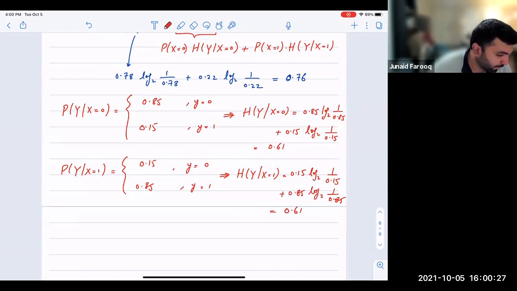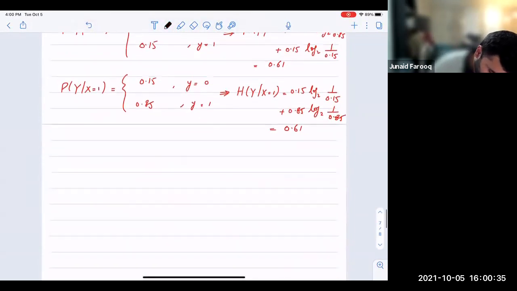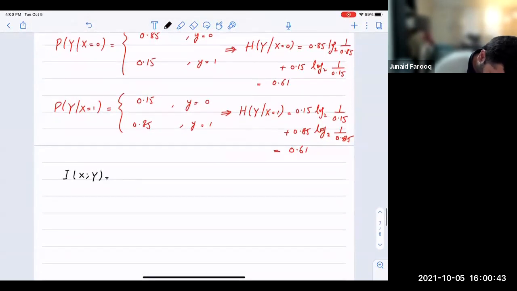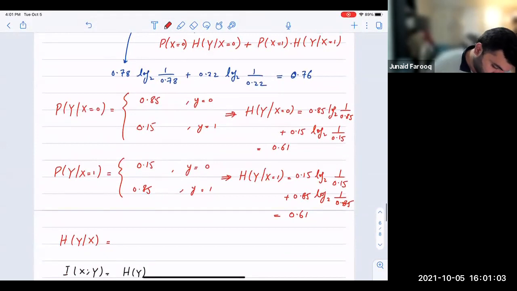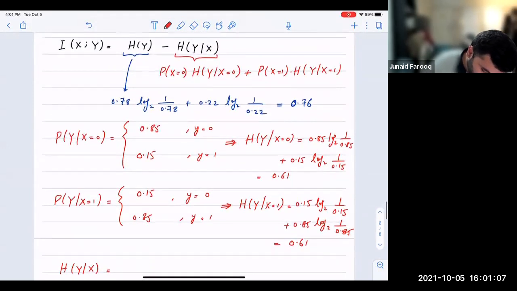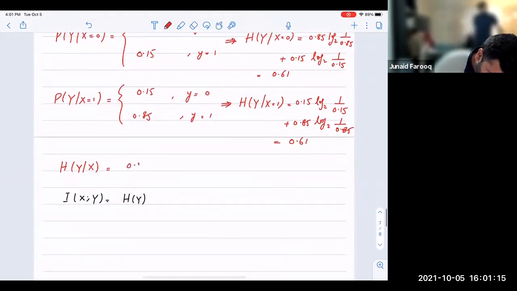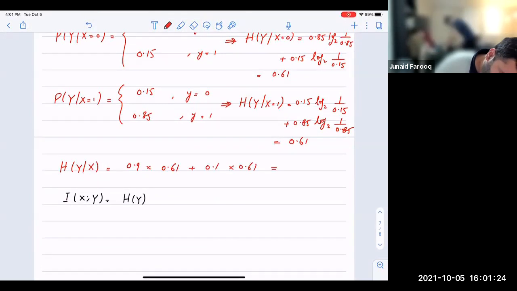So now what is left is the mutual information. So if you go back to your definition of I of x and y, it's going to be H of y. Or maybe before that, I can just complete the conditional entropy. So H of y given x is the average. So it's probability x equal to 0 times H of y given x equal to 0. And probability of x equal to 0 is 0.9 here. So it's 0.9 times 0.61 plus 0.1 times 0.61, which is actually exactly 0.61.